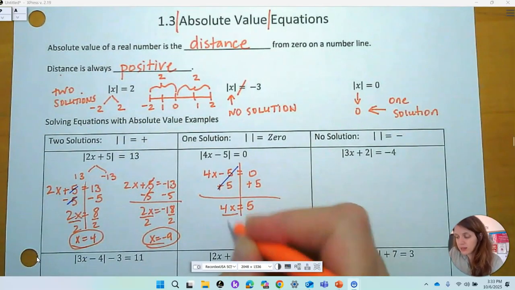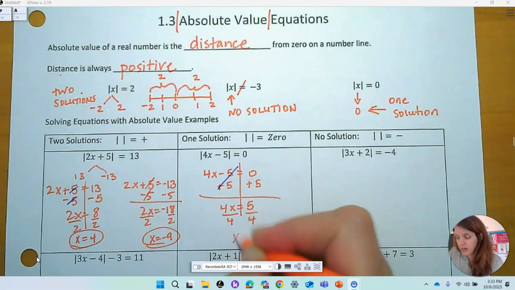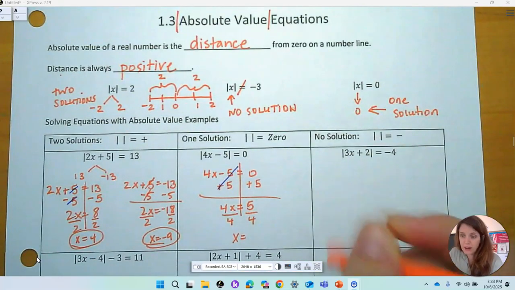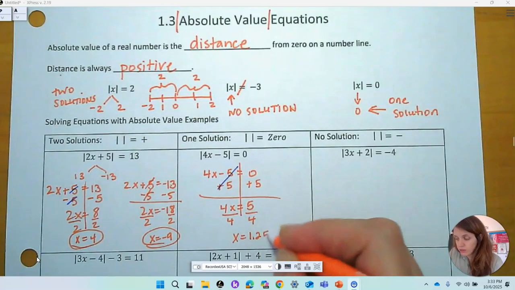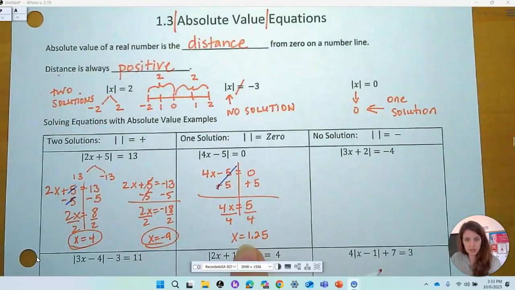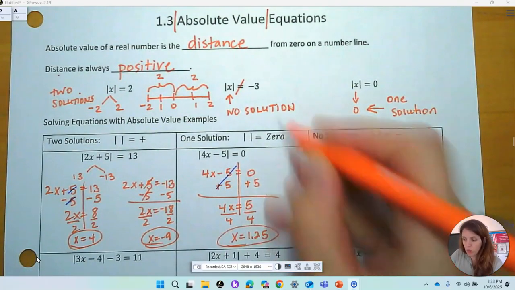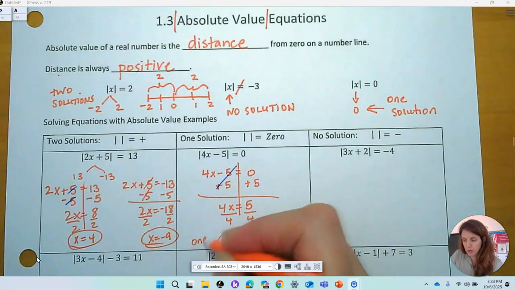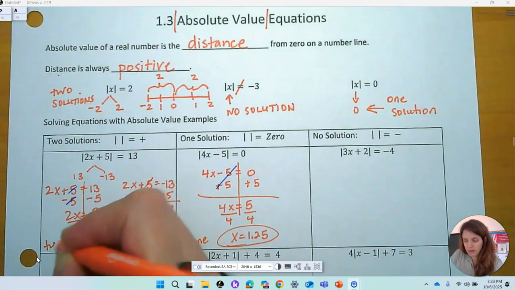And 4x, I need to divide by 4. And so I get x is equal to 5/4, or that equals 1.25 if you want to write it as a decimal. Also a correct answer. But there is no other answer. There's only one solution, right? Here we have 1. Here we have 2.